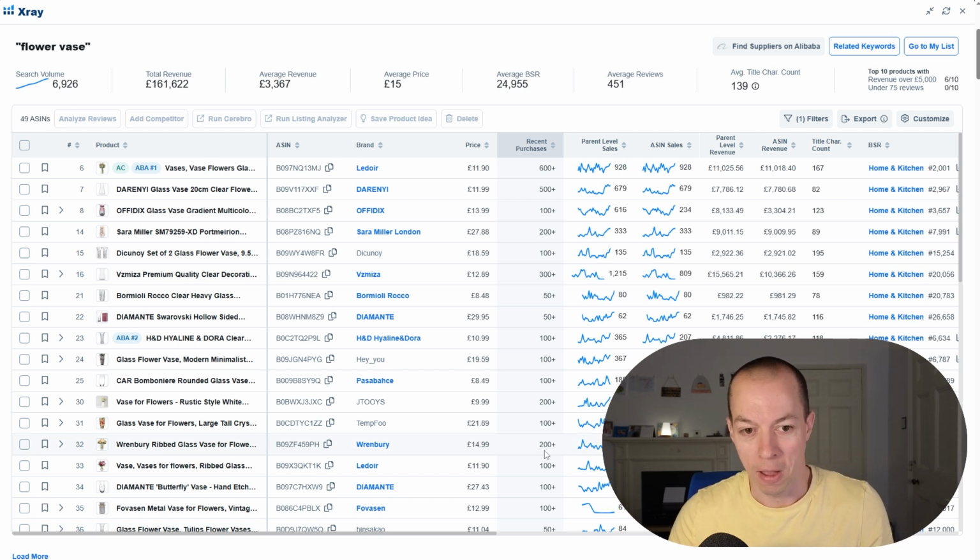other factors at play. So I wanted to start with the flower vase niche, as it is Mother's Day in about 2 days. It's the end of March, which means this product is going to be seeing a lift in sales. It is potentially a Mother's Day gift. And that is the first additional issue that I want to discuss, and that is many sellers don't consider seasonality.